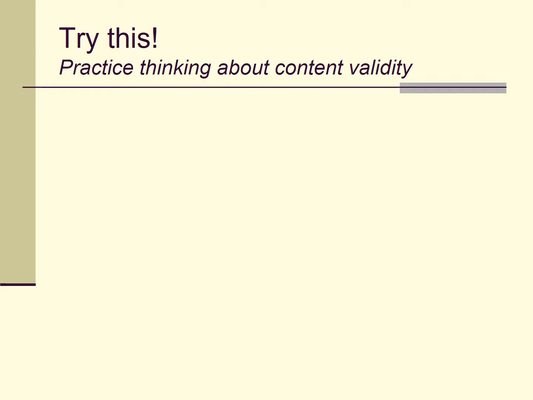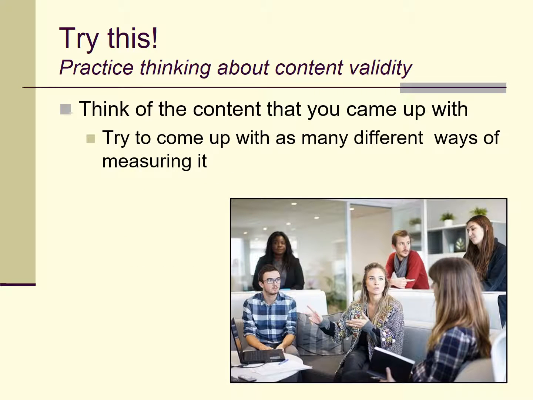So here's another quick opportunity to practice: think about that content that you came up with on the previous slide and try to come up with as many different ways as you can of measuring it. So let's say you were trying to characterize the construct depression and you wrote things like sadness, anhedonia, sleep disruptions. What are all the ways you could measure each of those three things? Asking someone to self-report their sadness, asking a friend or partner to describe the person's sadness, observing them in a behavioral observation type paradigm, and so on and so on.